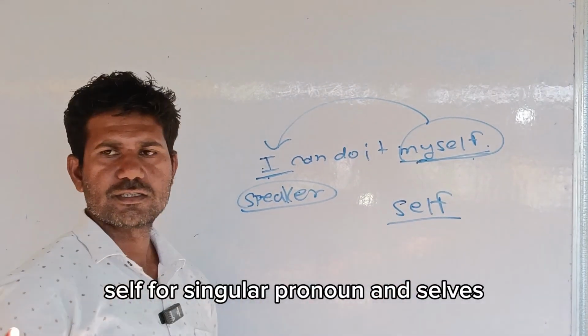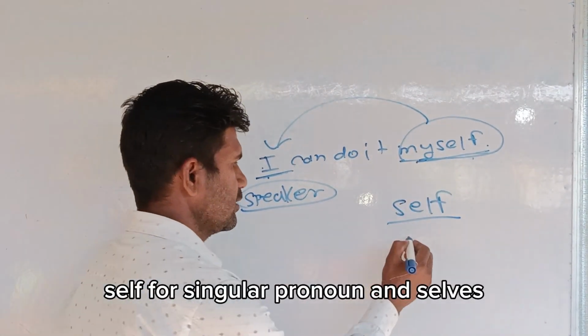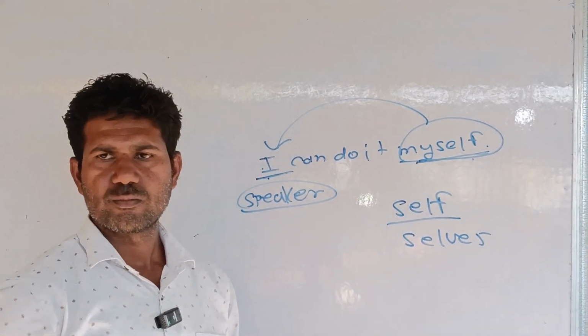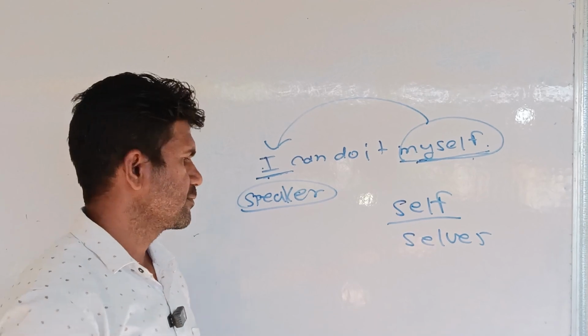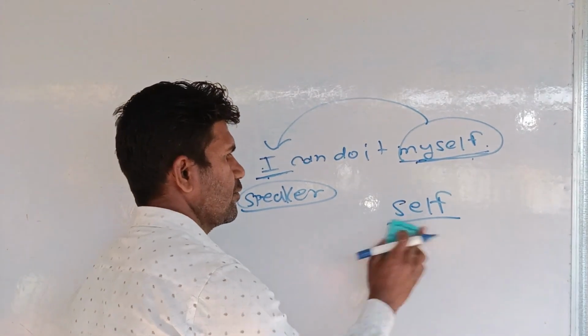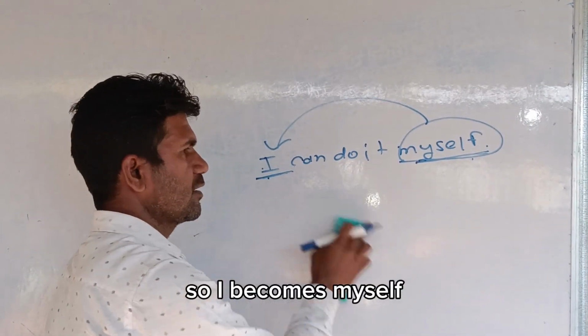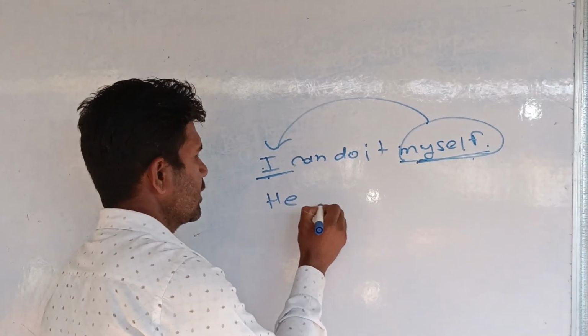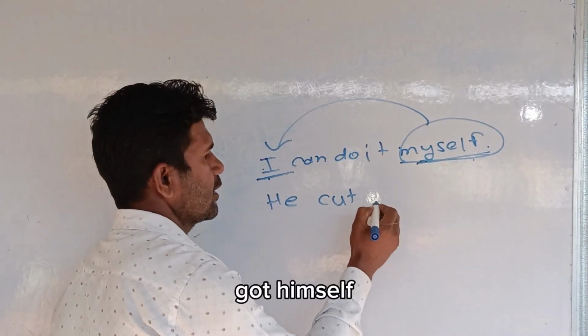Reflexive pronouns end with self for singular pronouns and selves for plural pronouns. So I becomes myself. He cut himself.